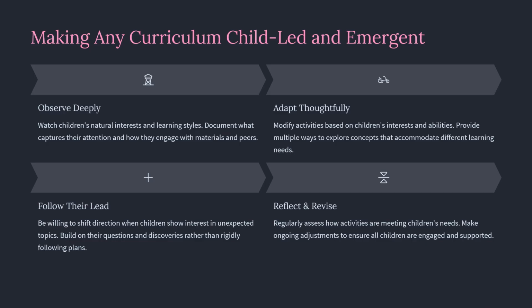Finally, we must reflect and revise. Inclusion isn't a one-time decision, it's an ongoing process. Regularly asking ourselves, is every child engaged? Are there barriers we can remove? What might we adjust to support them better? Ensures we keep growing alongside our learners. By embracing this cycle of observing, adapting, following, and reflecting, we create a classroom that doesn't just include all children, but truly values and celebrates each of them for exactly who they are.